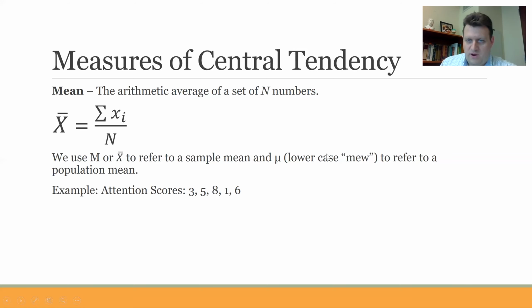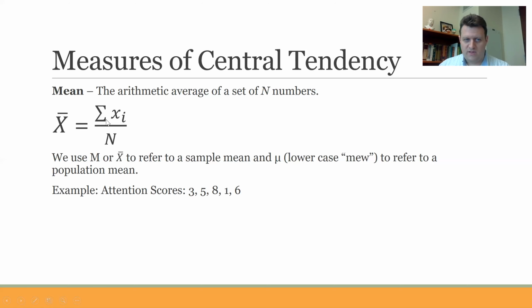So just an example here. Let's say that we have the following attention scores. All right, we have a few different attention trials where somebody is paying attention to two different things, and then we say, what was that over there? And we see how many items they get right. Let's say there's 10 different trials, and here are the number of trials that our subjects got right out of the 10. How would we go about calculating the mean?